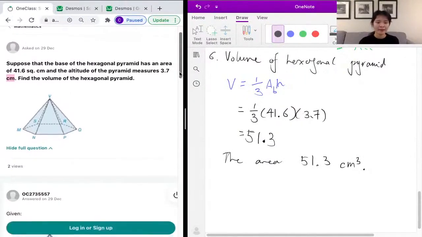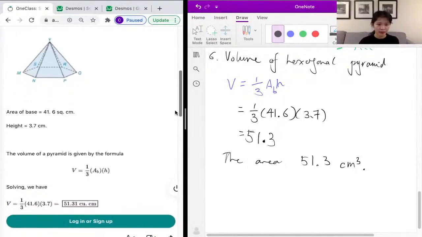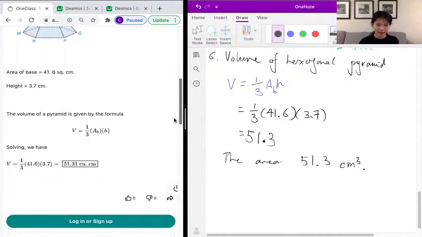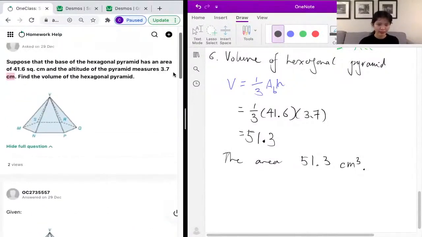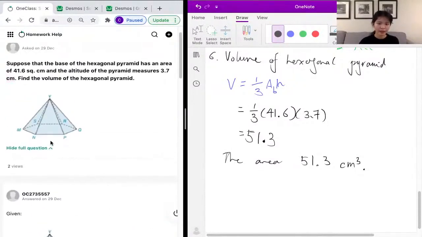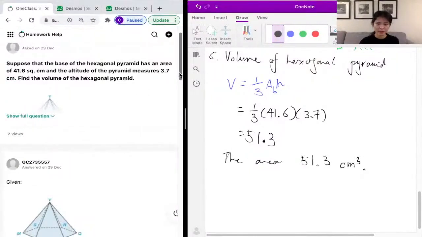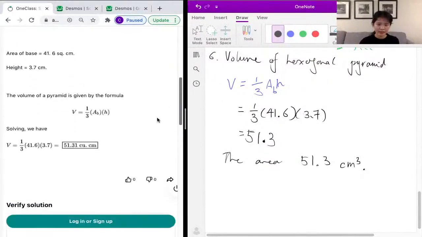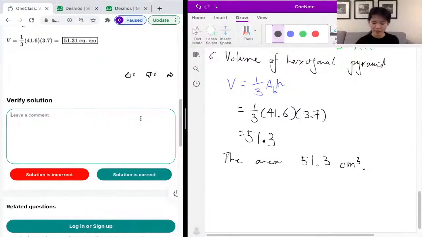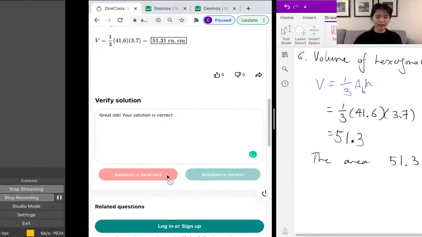Alright? So let's look at our sample solution. They use the same formula, and they arrive at the answer 51 cubic centimeters, which is perfect. And this is all we're going to do for this question of finding the volume of a hexagonal pyramid with given base area and height. Let's just say, great job, your solution is correct. And let's move on to our next problem.